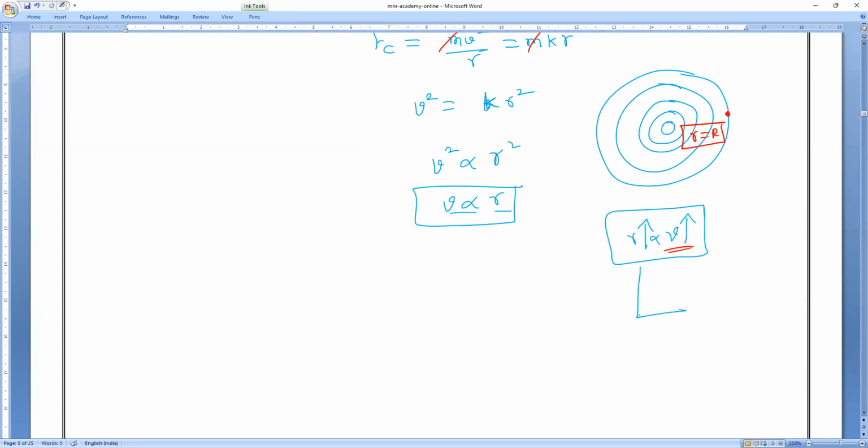So how will the graph be? Linear. Next, up to the surface, it is maximum at the surface. Then what about outside? Outside it is very important.